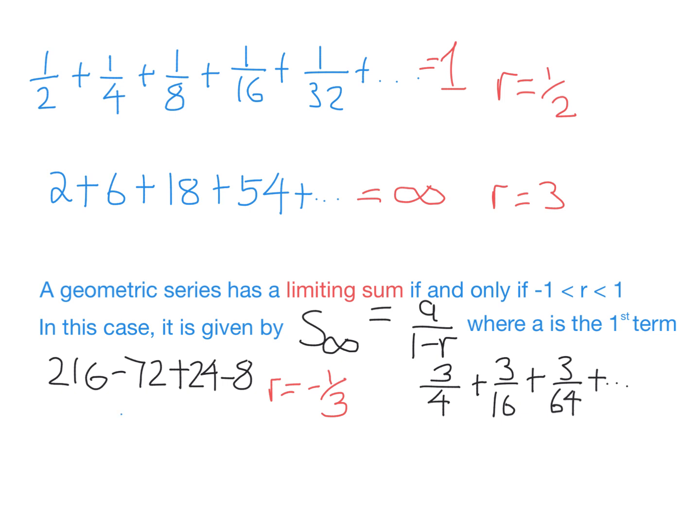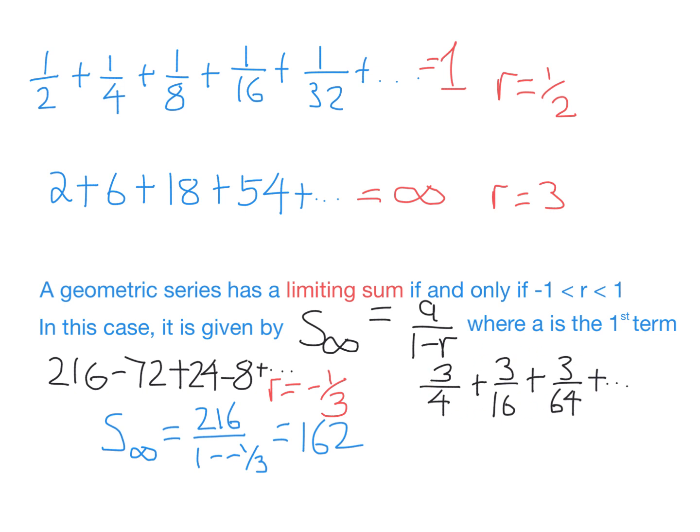So what will be the limiting sum? Well, the sum of infinitely many terms, that is the sum if I keep adding terms over and over again, is always equal to the first term divided by 1 minus the common ratio. So here it's -1/3. You can put that in your calculator and you get 162. So 162 is the limit of this sum. If you keep adding terms over and over again, they will converge to a sum of 162.